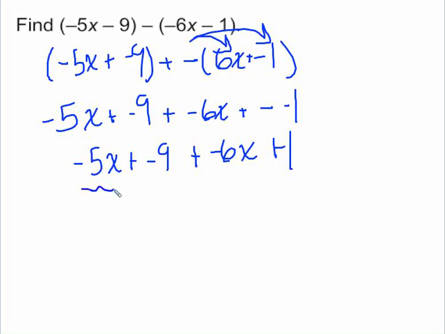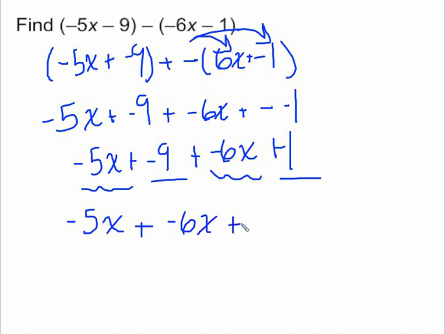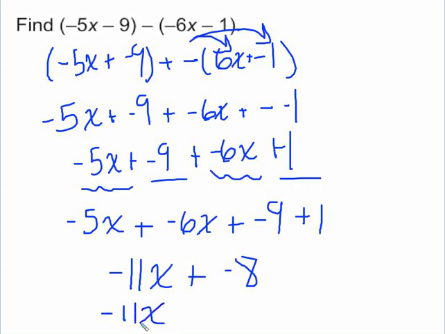So again, I have that negative 5x and negative 6x are like terms, and that negative 9 and 1 are like terms as well. So let's rewrite this, grouping our like terms. So I have negative 5x plus negative 6x plus negative 9 plus 1. Well, negative 5x and negative 6x is going to be negative 11x. Negative 9 and 1 is going to be negative 8. So the simplest way I could write this is negative 11x minus 8.